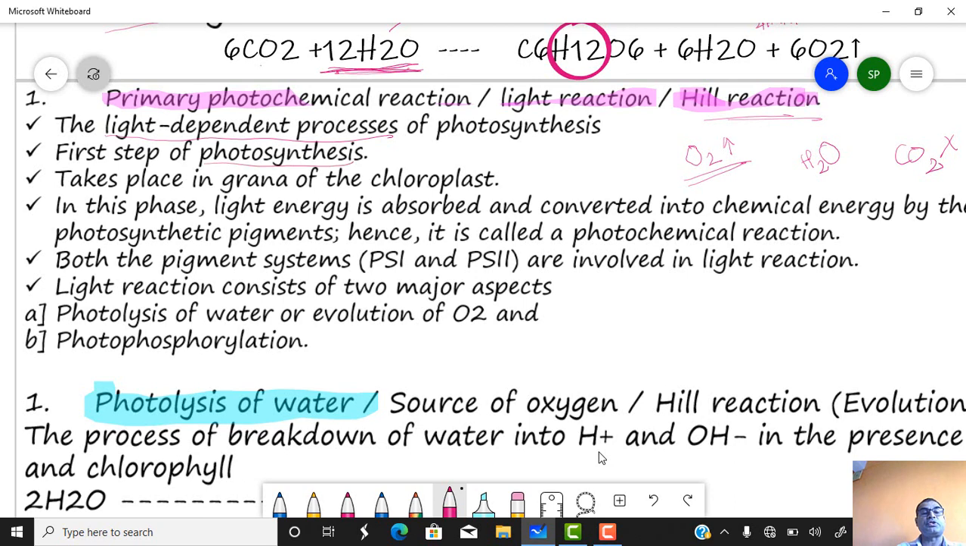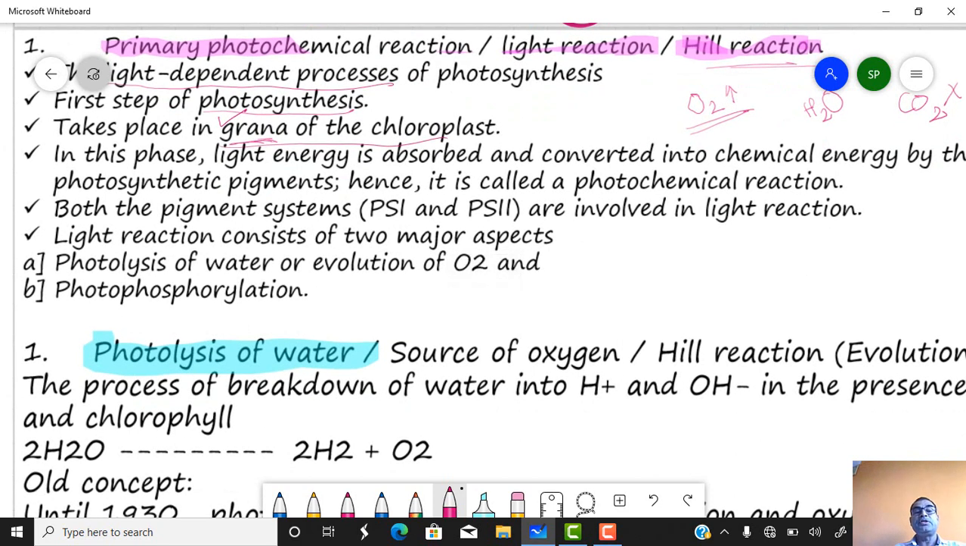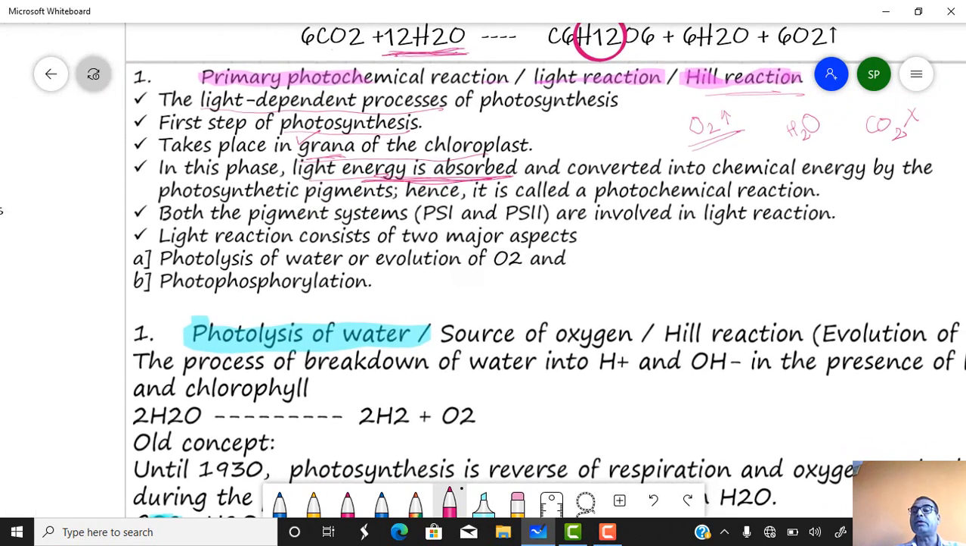This is the first step of photosynthesis and takes place in the grana region of the chloroplast. We have already studied the grana region of the chloroplast. So this light reaction takes place in the grana region, the thylakoid region, and within the thylakoid, quantasomes are present. Actually this reaction occurs in the quantasome, but broadly we say that it takes place in the granum region of the chloroplast. In this phase, light energy is absorbed.